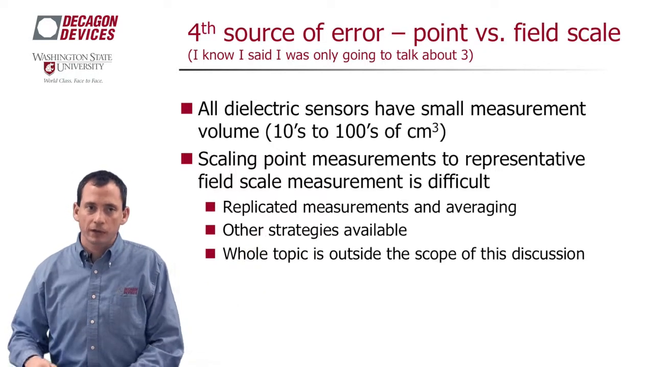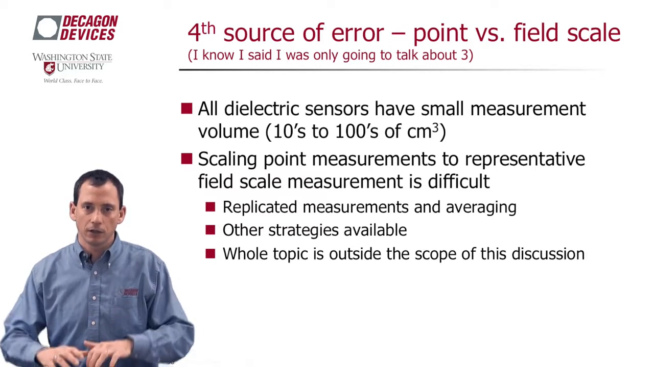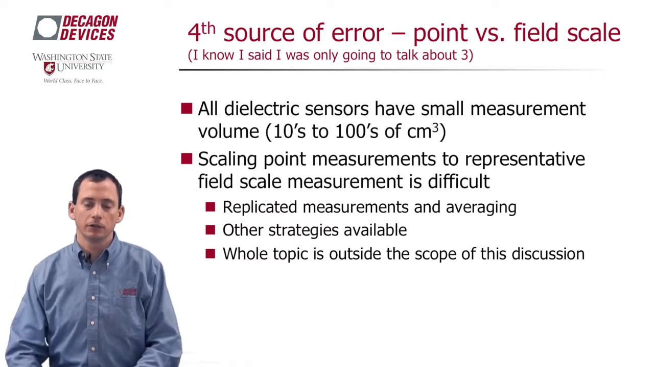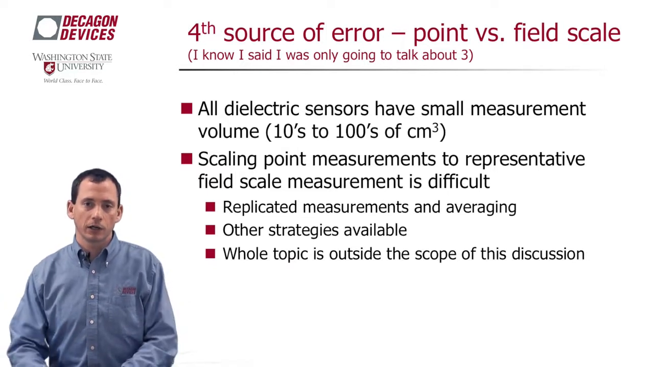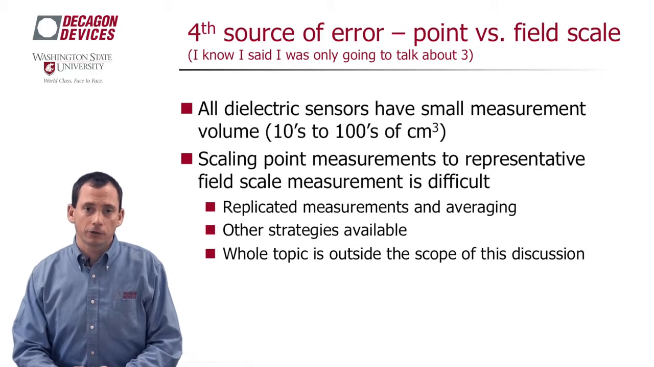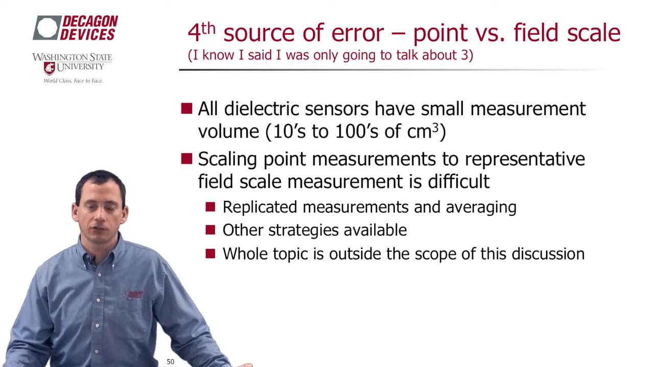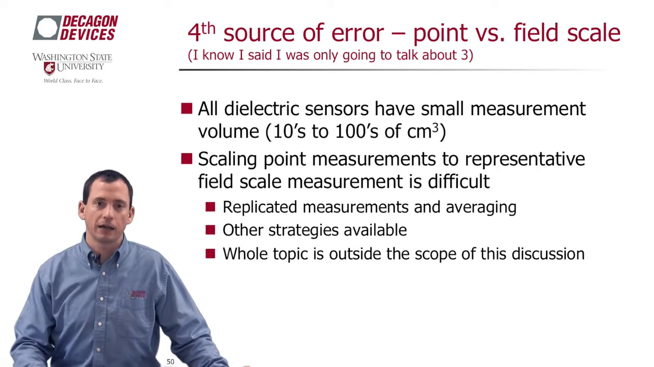So there are several strategies for that. A lot of people will simply make a lot of measurements and average those and try and come up with a good field scale value. But there are other strategies available, and the geostatisticians work on this all the time. There are whole branches of science working on this, especially now that a lot of people are trying to use soil moisture sensors to validate satellite-based soil moisture measurements, but that's really outside the scope of this discussion. So I just wanted to point out that that issue is there, so you should pay attention to it when you're using these point measurements.